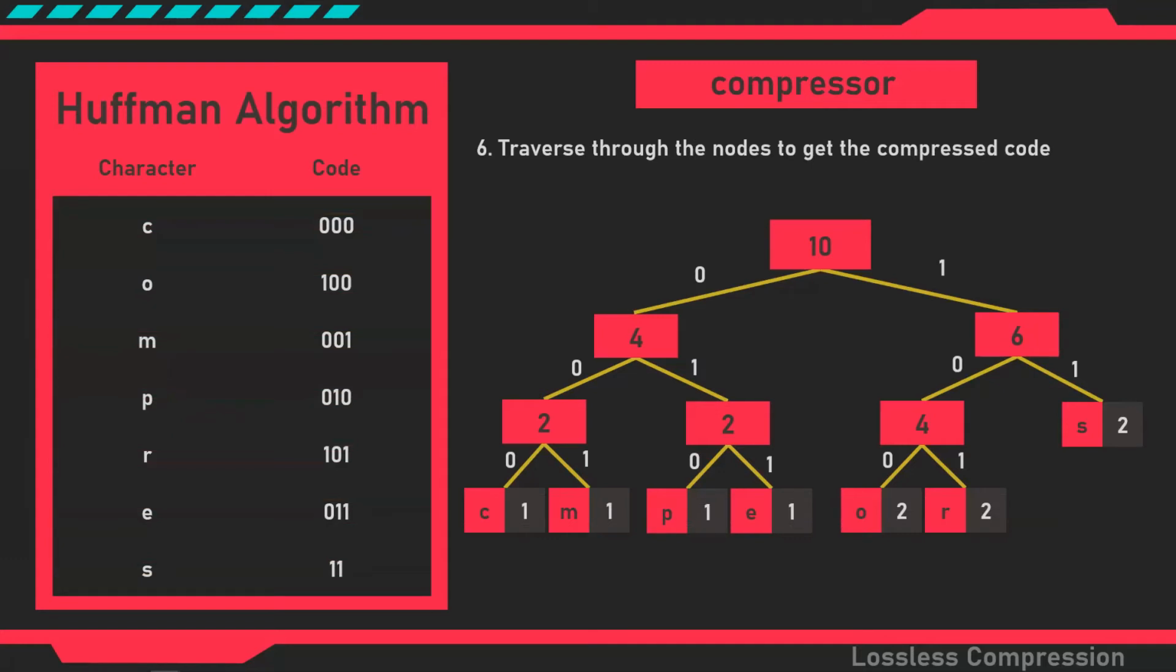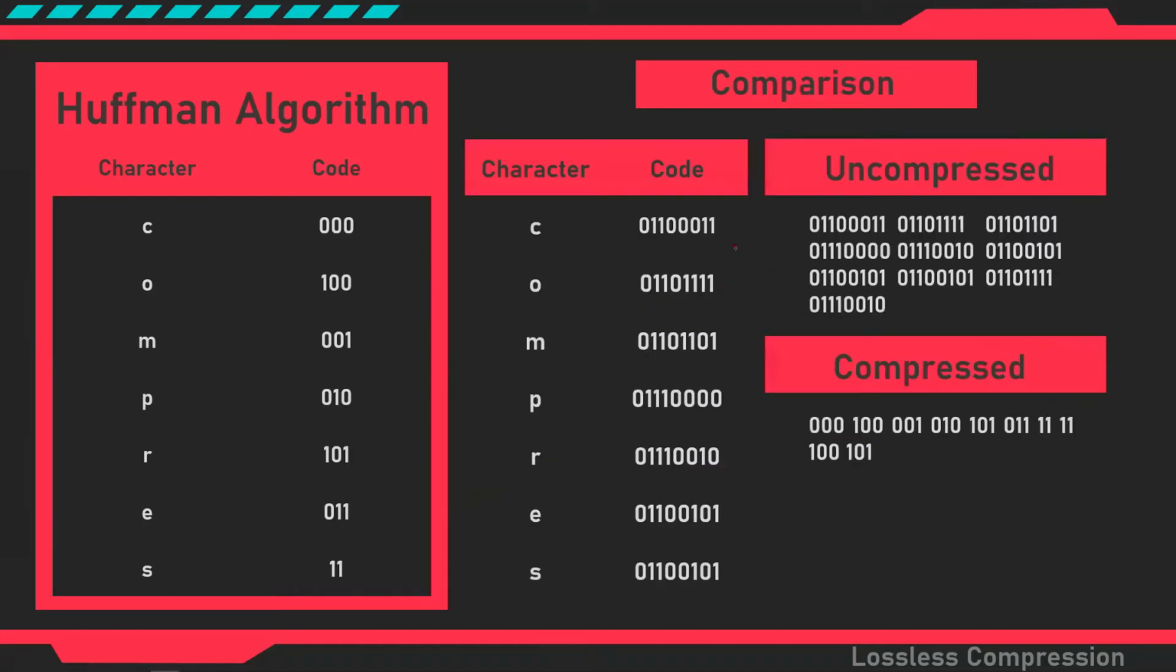For the character S, we see that it only has two values, 1 and then 1. Here are the uncompressed binary codes for each character and the Huffman algorithm codes of each character. The word compressor contains this number of bits using the standard or ASCII system. And you can clearly see, using the code we got, we use a smaller number of bits for the same word.